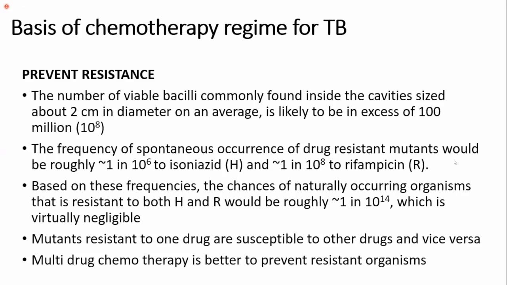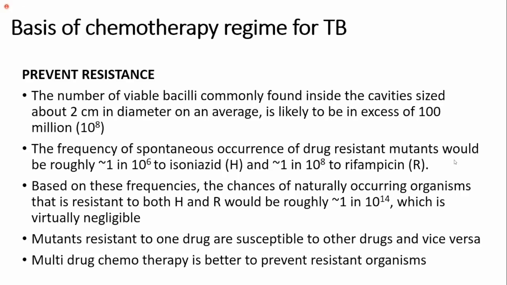Now, if you look at these bacilli and at the resistance patterns in the world, we find that isoniazid resistance will be seen in about 1 in a million of these bacilli, whereas rifampicin resistance will be about 1 in 100 million. Based on these frequencies, we also know that if one bacillus is resistant to isoniazid, usually it will respond to rifampicin, and vice versa. If something is resistant to rifampicin, isoniazid will work on that particular bacillus. So rarely do we see cross resistance where a bacillus is resistant to both.